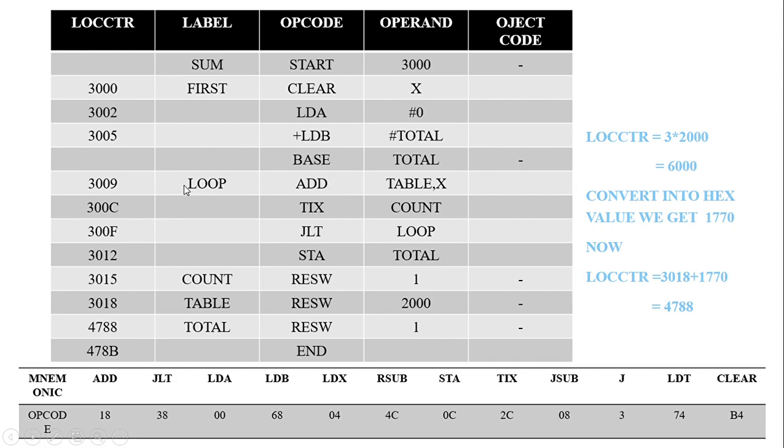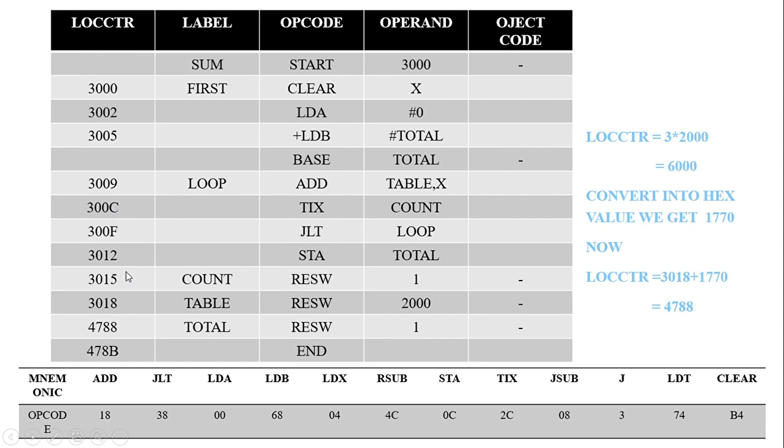Next, ADD TABLE,X, which is of format 3. Therefore we add 3 to this 3009. We get 300C as the location counter. Next, TIX COUNT, JLT LOOP, and STA TOTAL, these three all belong to format 3. Therefore we keep on incrementing the value by 3 up to here.